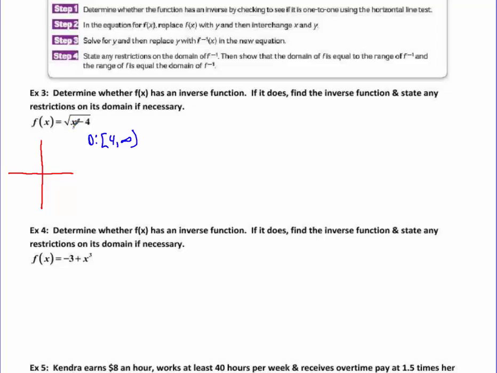And that's because we can't have anything less than a 4 right here for x. So that means 4 to infinity, because we know the shape of this square root parent function. So now we do the horizontal line test. So we draw a horizontal line, only hits it in one point. So we say the inverse exists.